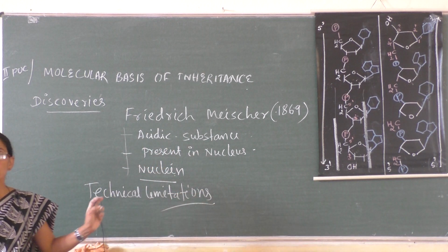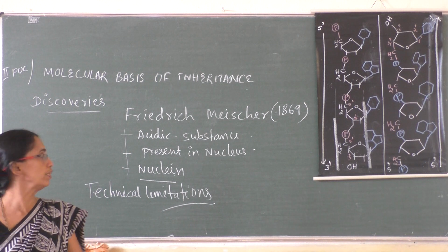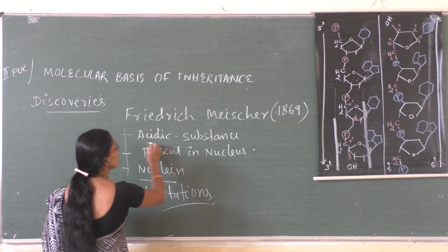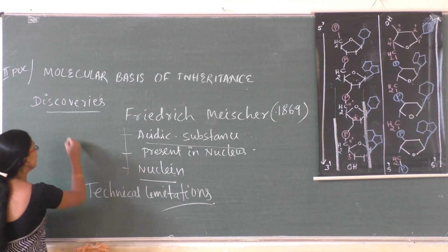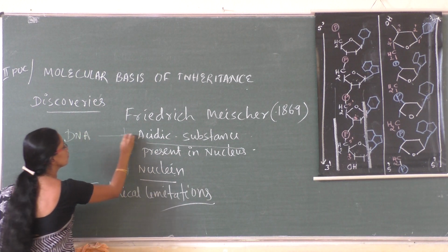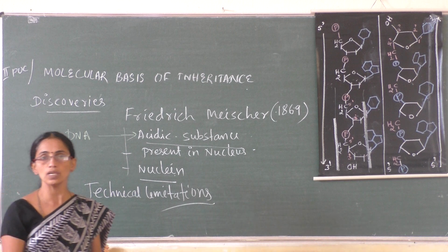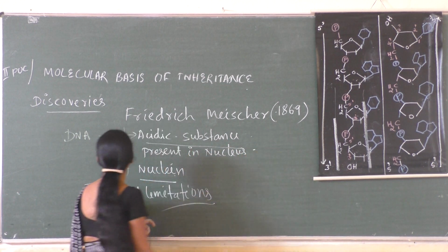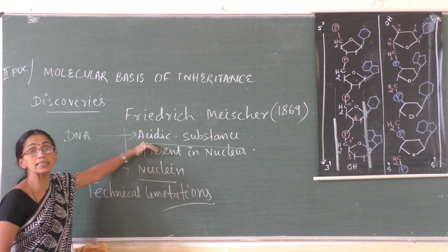Next, a note on discoveries of DNA. Some of the discoveries. Few scientists worked on this. First scientist is Friedrich Miescher. In 1869, Friedrich Miescher told that DNA is an acidic substance.